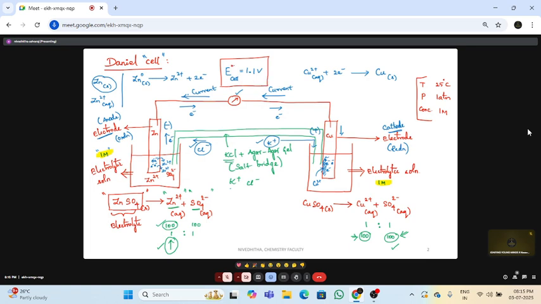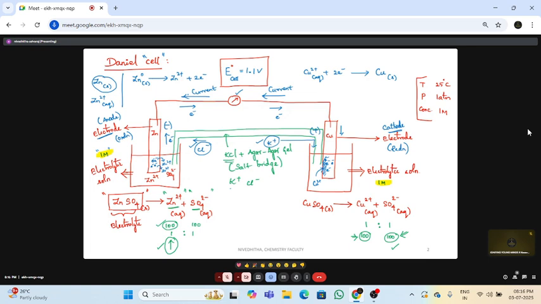The naught symbol represents that the cell is in standard condition, capital E represents potential, and in subscript I've written cell, which means it is the potential of the cell, and the cell is in standard condition. That is why I've represented it with the naught symbol. And here the value is 1.1 volt. It is the standard cell potential of Daniel cell.